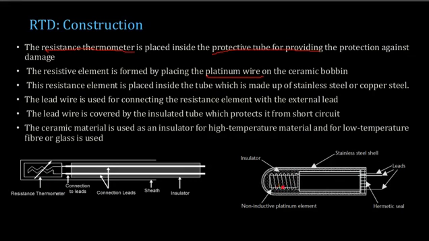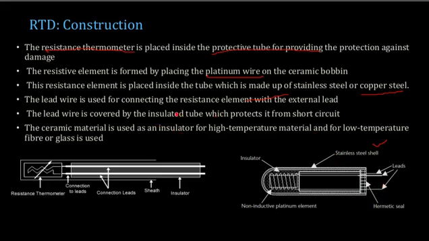So you have a ceramic bobbin here, so you'll be winding this non-inductive platinum element here, and you are insulating this to prevent very high temperatures affecting it. This entire setup is placed in a stainless steel shell or tube, or a copper steel, and you are provided with the connecting leads to connect it to the external circuit, so that you are able to connect it to a circuit for measuring purposes.